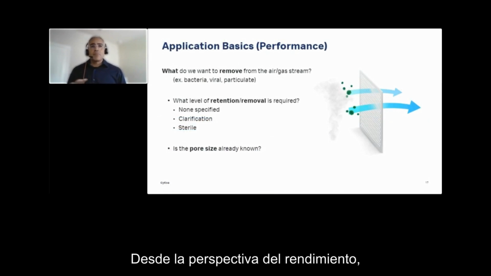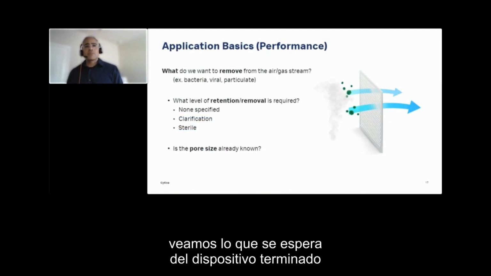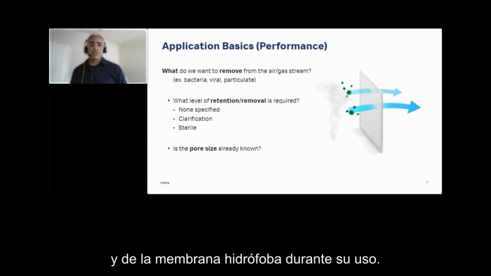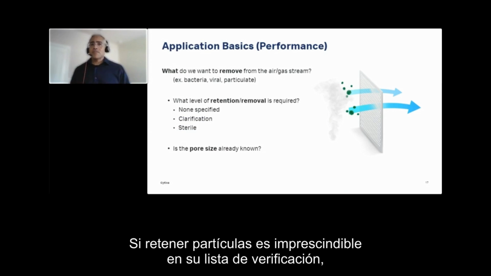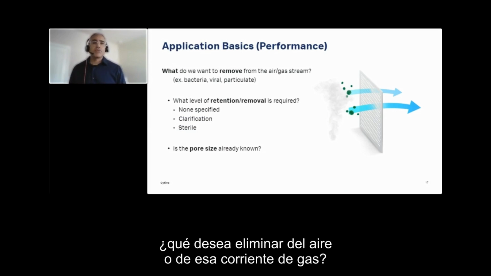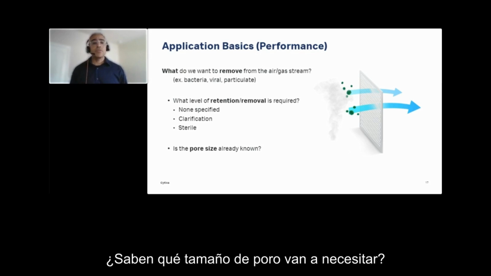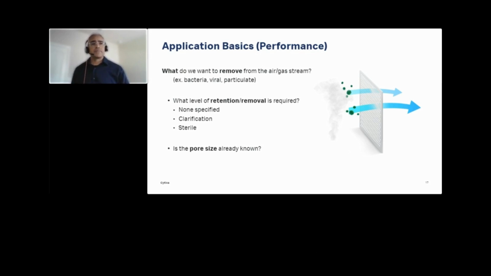So moving to a performance perspective, let's look at what is expected of the finished device and the hydrophobic membrane during use. So if particulate retention is a must-have in your checklist, what do you want to remove from the air or from that gas stream? Also, what level of retention is required for your application? Do you know what pore size you are going to need?